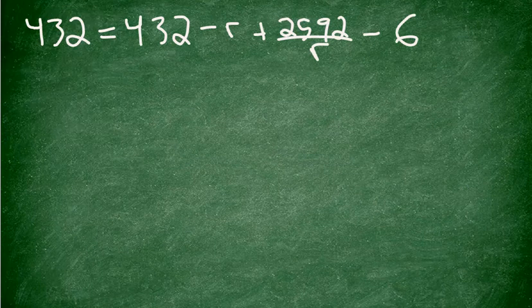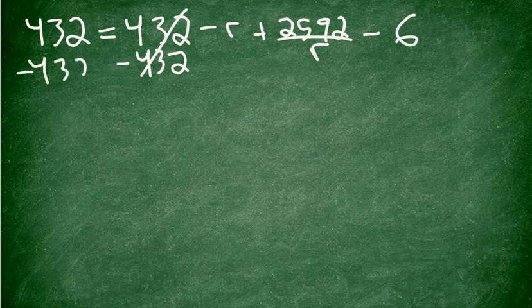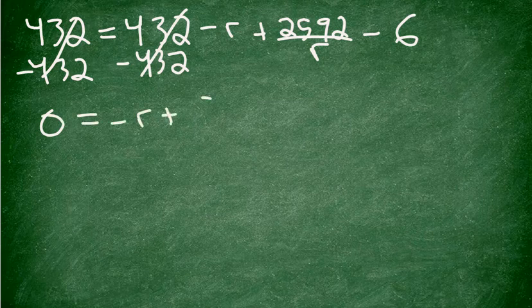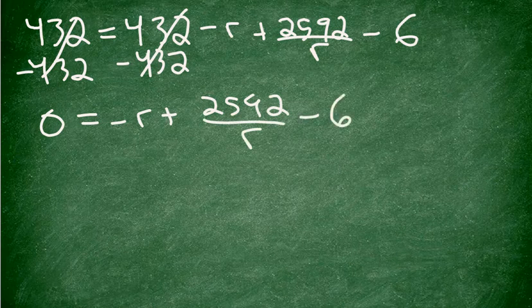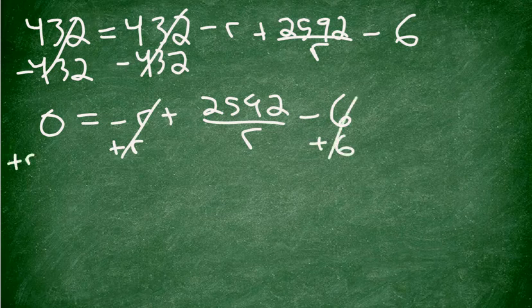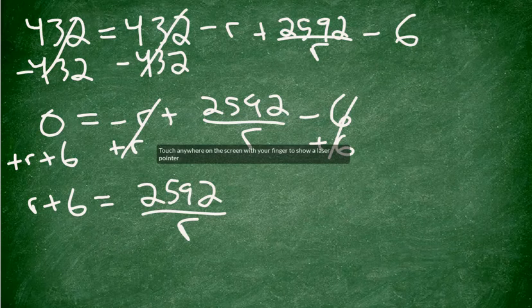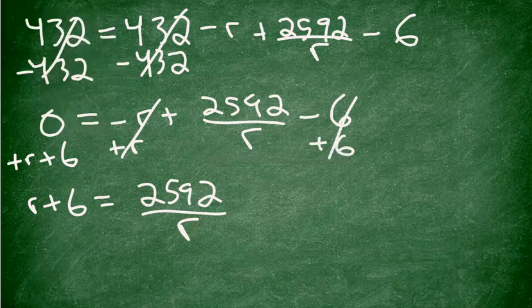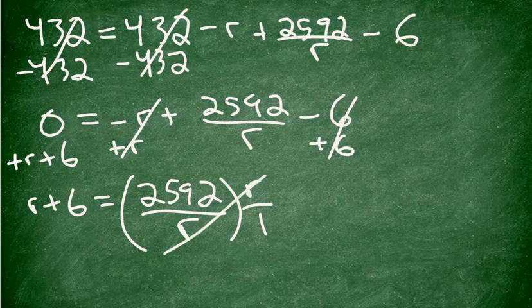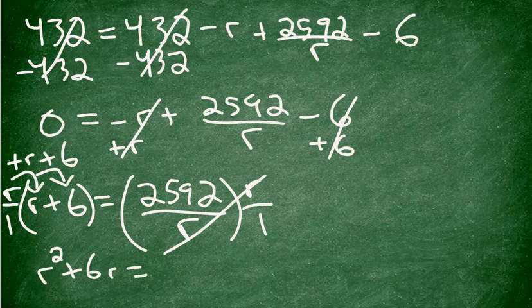And now what I'm going to do is move some things over. So I'm going to move over 432, okay? And I actually need to, no, that's good. Thought I forgot one of the signs there. So then I have negative r plus 2592 over r minus 6. Okay. And then I'm going to add r and 6 to both sides. The reason that I do that is because now I have a more condensed version of the formula, and what I was mentioning earlier, I want to get r out of the denominator. So how I'm going to do that is multiply by r over 1 on both sides, right? Keeping in mind that I have to distribute it over here. So what I get is r squared plus 6r is equal to 2592.